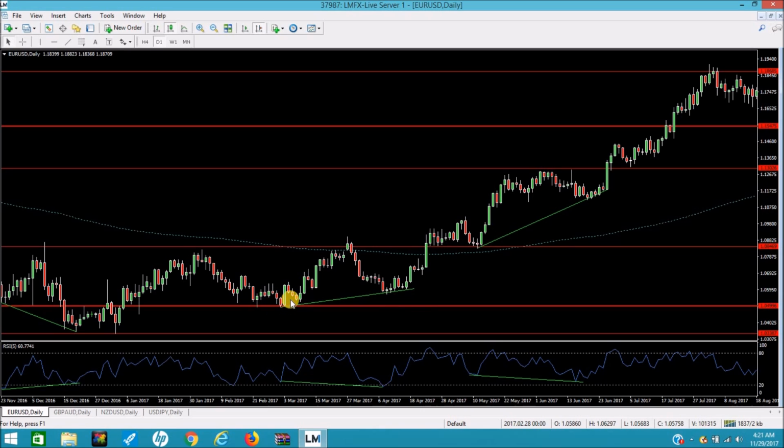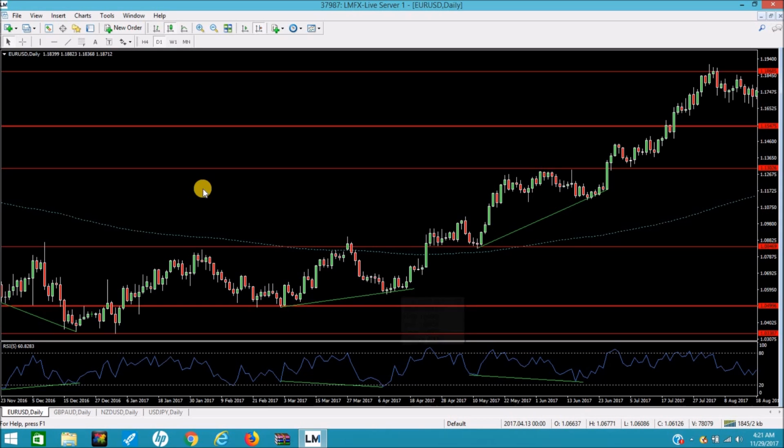Price has already come down to support. So now we're looking to buy once we get a reversal candlestick somewhere around here. We should not be looking to sell anything. We're looking to buy once our divergence completes.